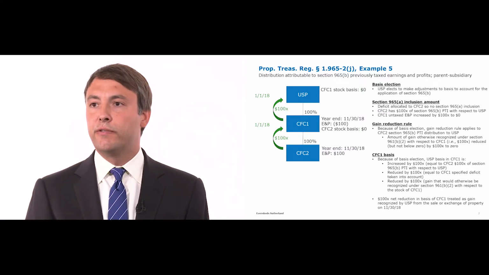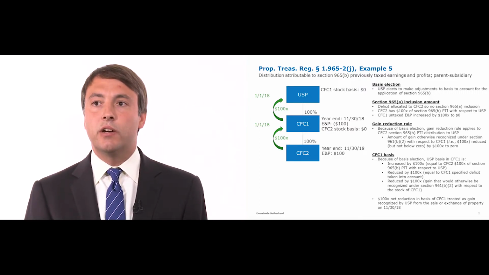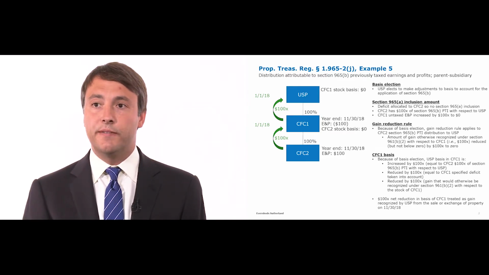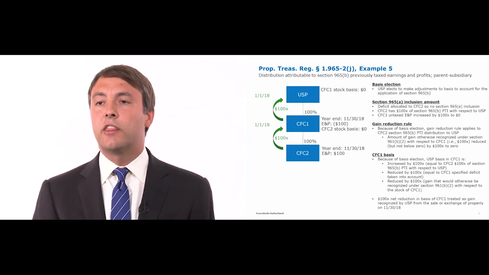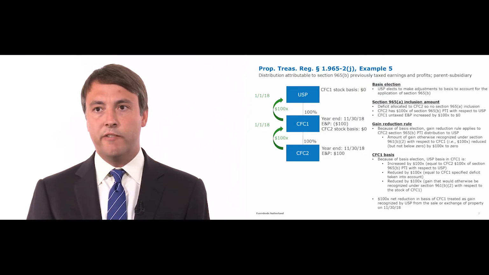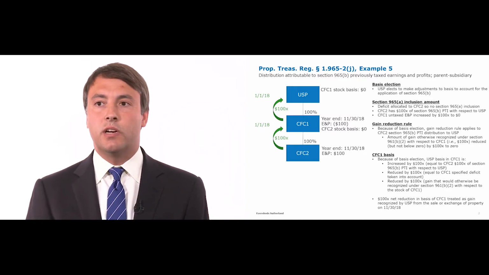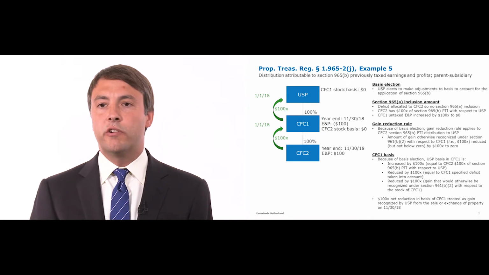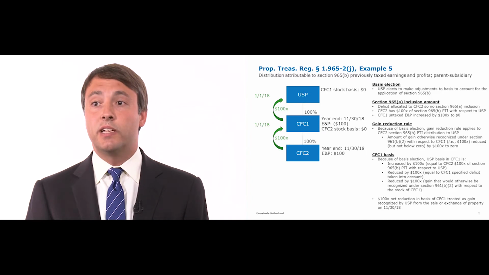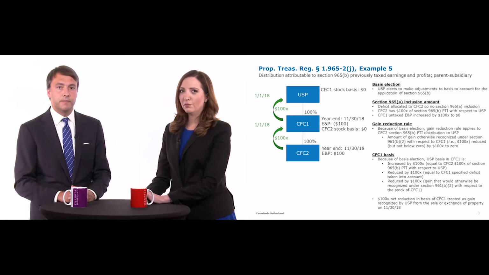First, an increase to reflect the Section 965 PTI of CFC 2. Second, a reduction to reflect CFC 1's specified deficit that was taken into account under the rules. And third, another reduction to reflect the gain that otherwise would have been recognized under Section 961(b)(2) with respect to the stock of CFC 1. The net $100 reduction in the basis of CFC 1 is treated by USP as gain recognized from the sale or exchange of property on November 30th, 2018.